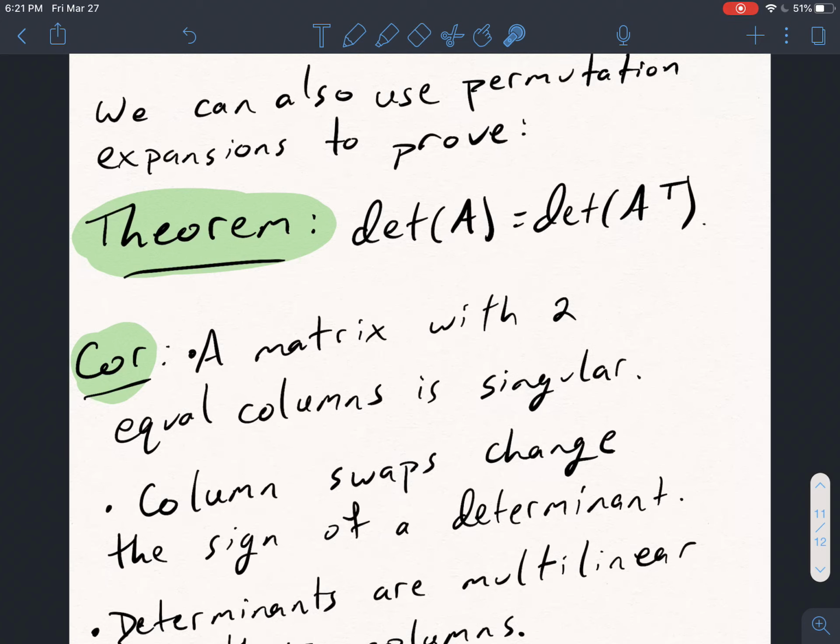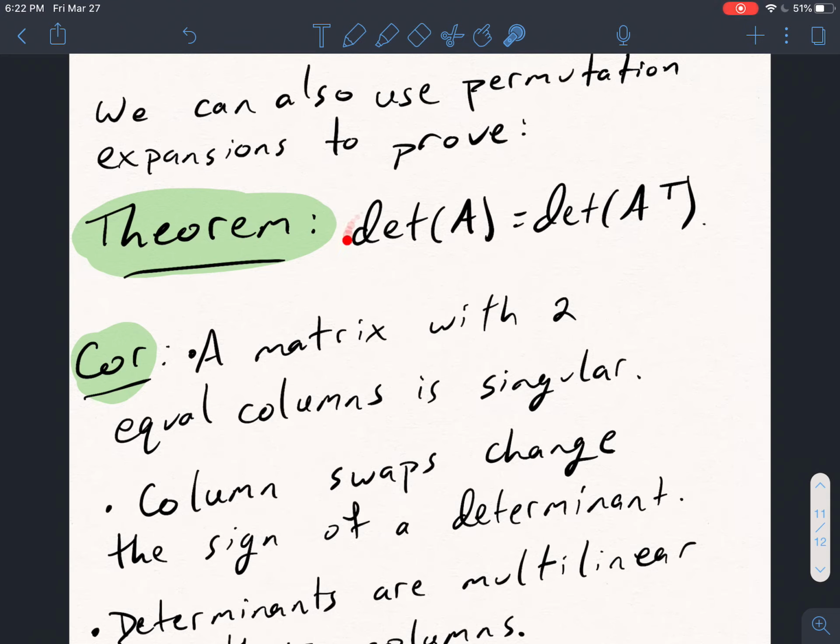The determinant of a matrix and the determinant of its transpose are exactly the same. This is not obvious based off of our definition. Effectively, this comes from the fact that if you look at the permutation expansion of a matrix and its transpose, they just turn out to be the same.